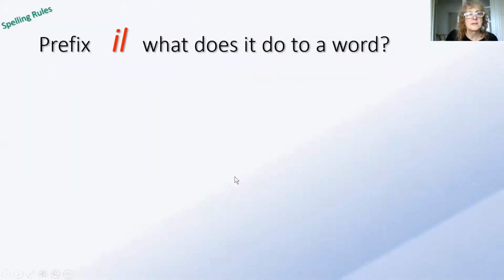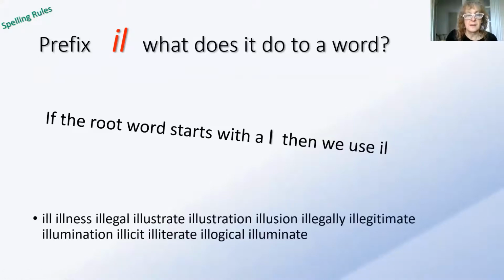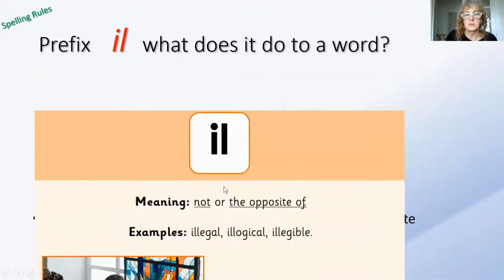Right, what about ill, the prefix ill? What does that do to a word? Well, we know what it does to it, don't we? The same as the in. So if the root word starts with L, though, this is the rule. Remember the rule. If it starts with L, we add il. So these words have all got il to start. And if you have a look, again, we've got double L there. We don't change anything to the root word.